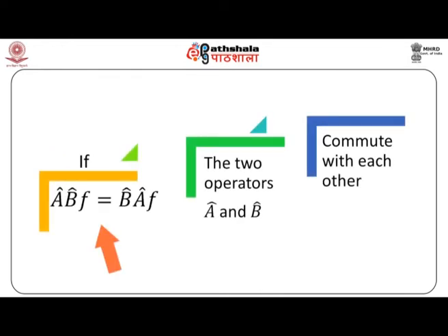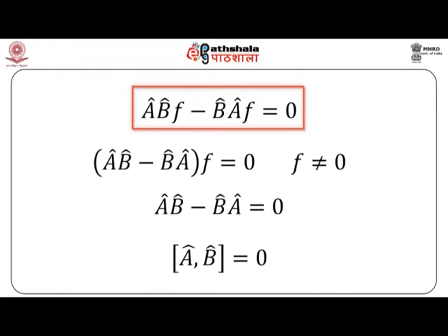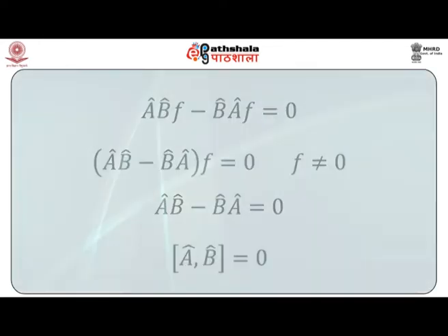If A cap B cap f is equal to B cap A cap f, then we say that the two operators commute with each other. This is a very, very important thing in quantum mechanics. That means A cap B cap f minus B cap A cap f is equal to 0 for the two operators which commute. We denote this in parentheses as [A cap, B cap] equal to 0. This is called the commutator of the two operators.